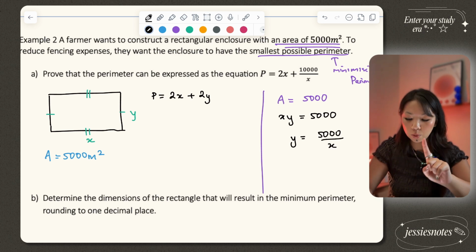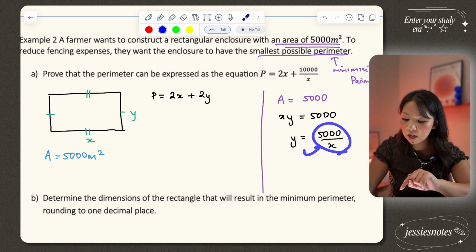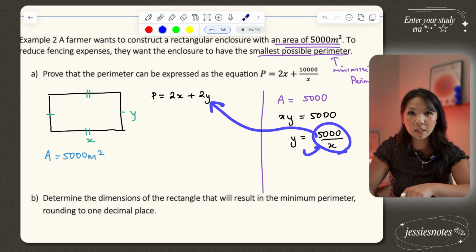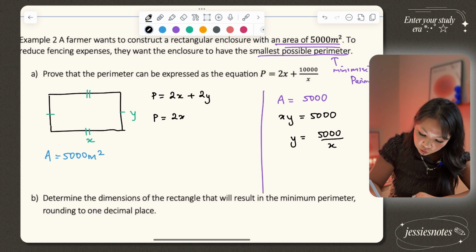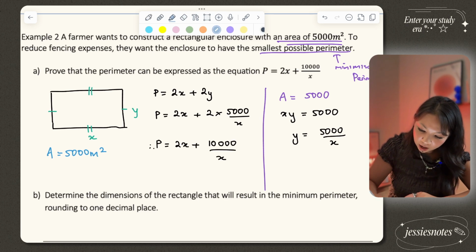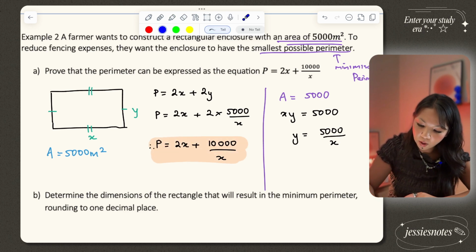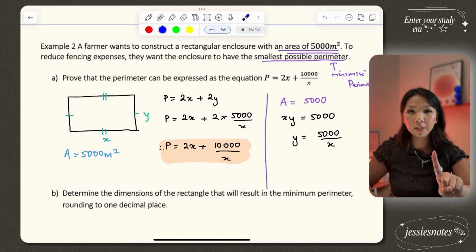The reason why you want to make y the subject is that now you're writing y in terms of x, which means you can substitute that into here. So now if I sub that in, we get the perimeter is 2x plus 2 times 5,000 over x, or the perimeter is 2x plus 10,000 over x. And that is now identical to the thing we were required to show. Now that's step number 1.